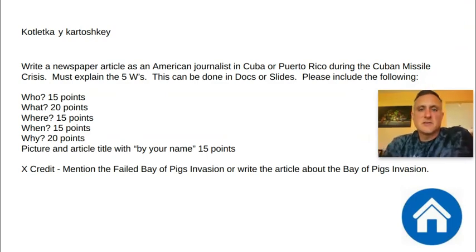You have to be an American journalist in Cuba or Puerto Rico during the Cuban Missile Crisis. You have to explain what's going on with the Cuban Missile Crisis. It can be done in Docs or Slides and include the following: who, what, where, when, why, right? When you think of who, you have to think of the Russians and Castro, the leader of Cuba, and what's going on there.